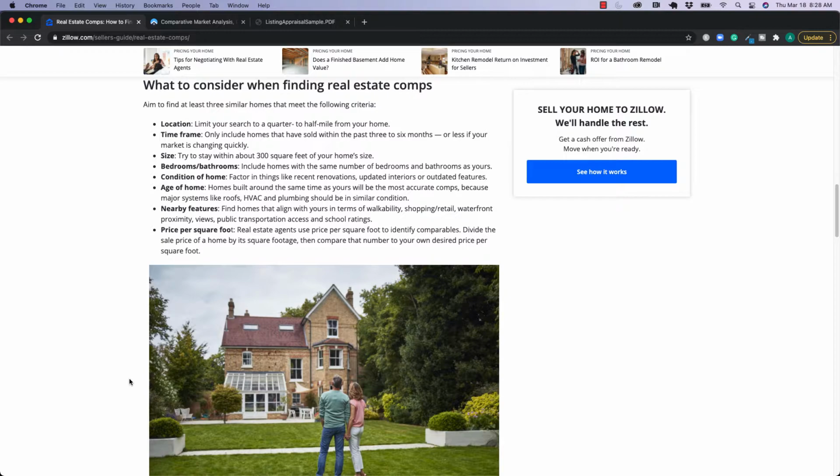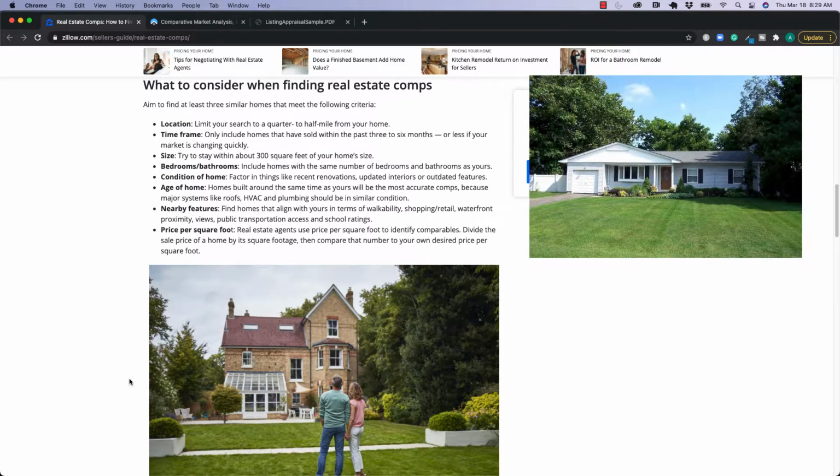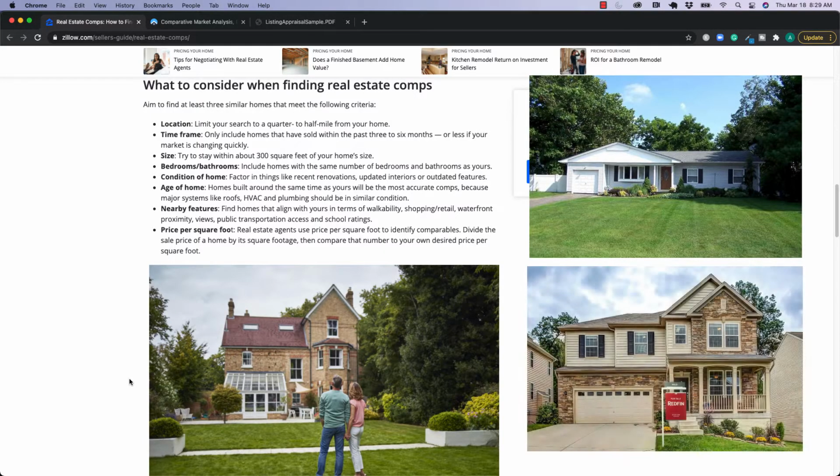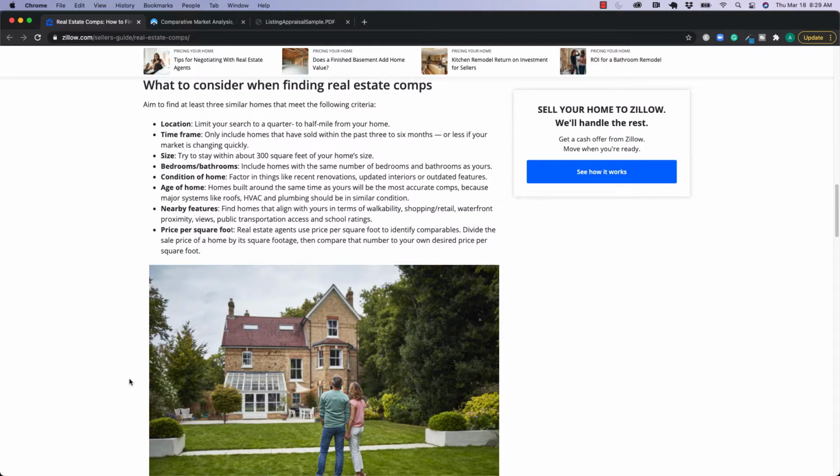Then for size, we want to stay within 300 square feet of the home size. If we're trying to evaluate a property that, again, is 3-bedroom, 2-bath, 1,700 square feet, and we have a comparable we think could work, but it's 5-bedroom, 3-bath, 2,200 square feet, that's a completely different type of house. It's bigger, may have 2 floors, so we want to try to keep it in the same range. And that goes with the bedrooms and bathrooms, as well as the condition of the home.